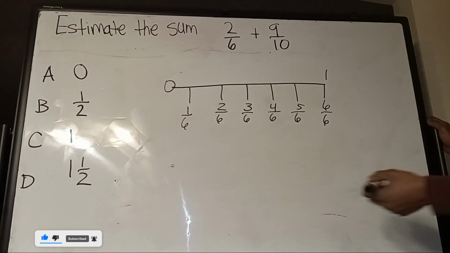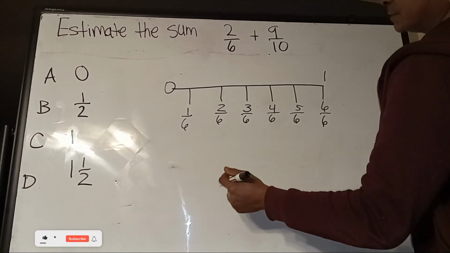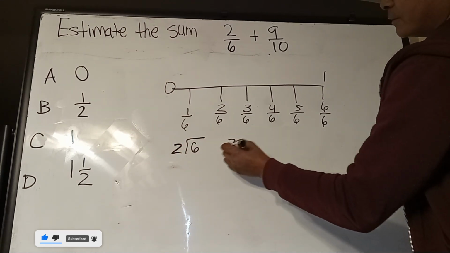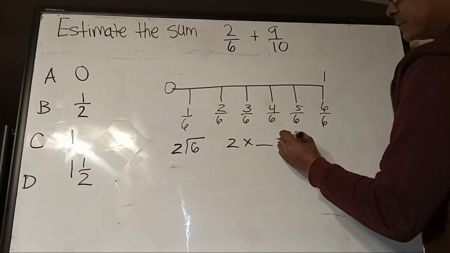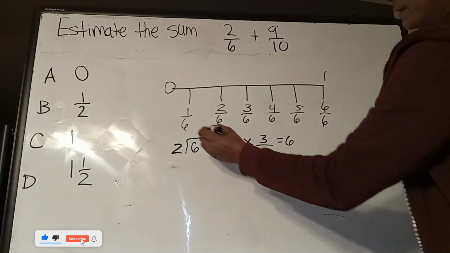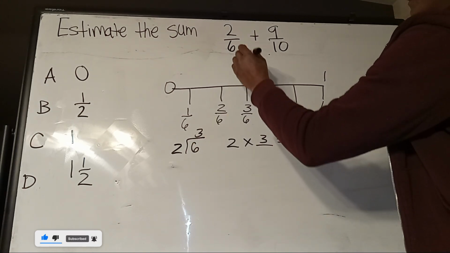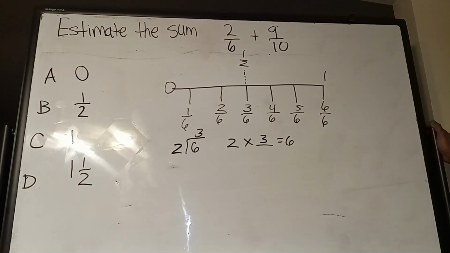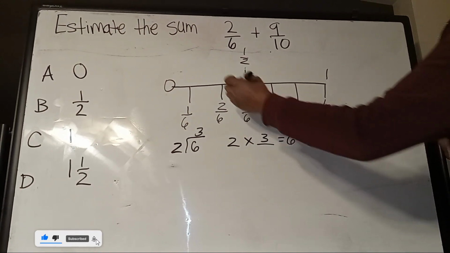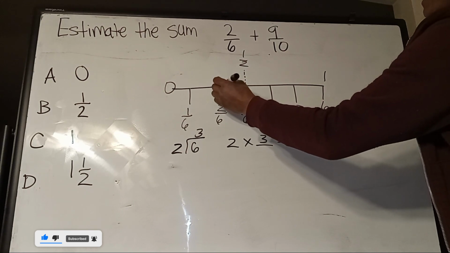And so we're going to ask ourselves an either-or question. You're going to say, 2 divided by 6 is what? Or 2 times what equals 6? Either way to get your half. Three groups. Exactly. So either way, we get a 3. And there's our half mark. And so now we can label our fraction of 2/6.